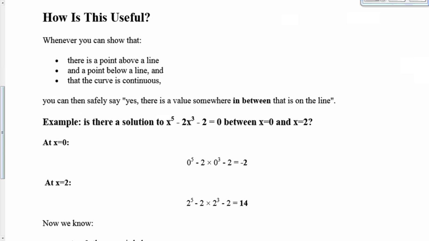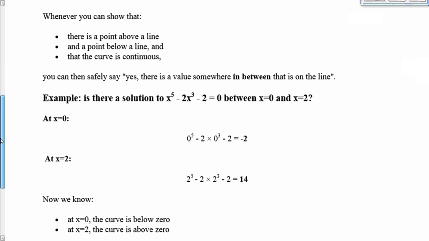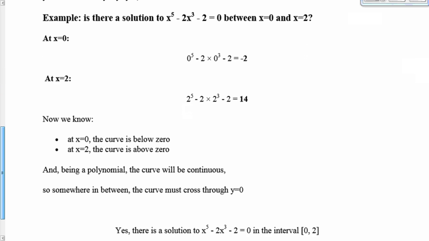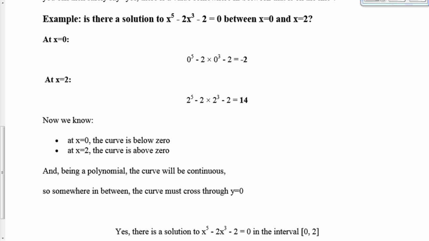So here's the key. How is this useful? Well, if I can show there's a point above a line, a point below a line, and the curve is continuous, then there has to be a value in between those x values that has to be on the line. So let's look at an example of this. Is there a solution to x to the fifth minus 2x cubed minus 2 equals 0 between x equals 0 and x equals 2?